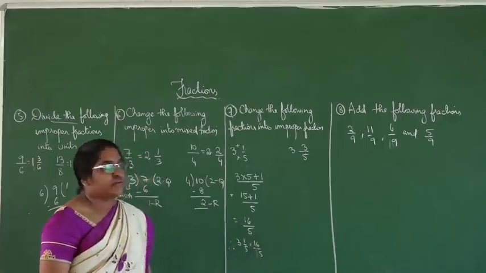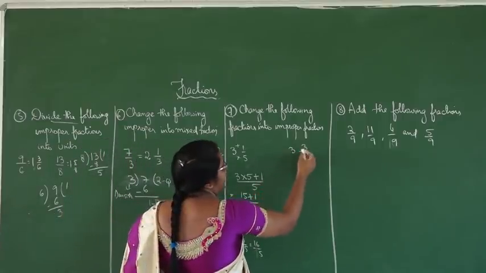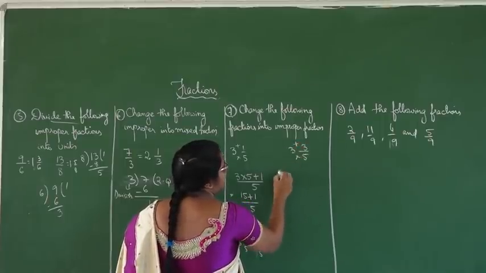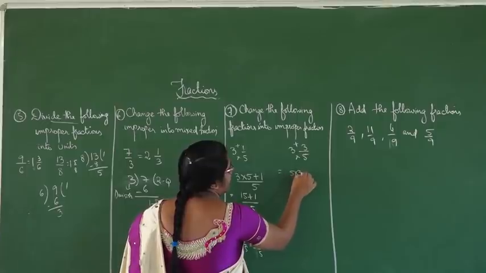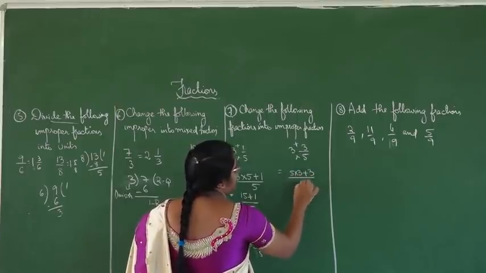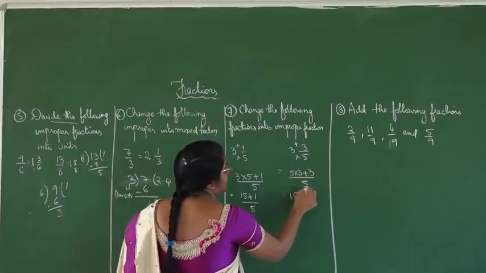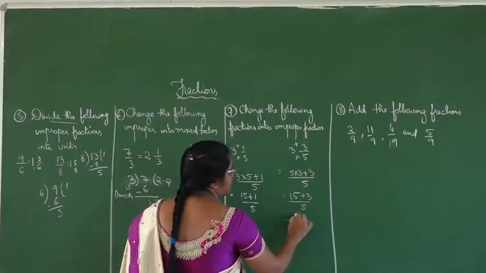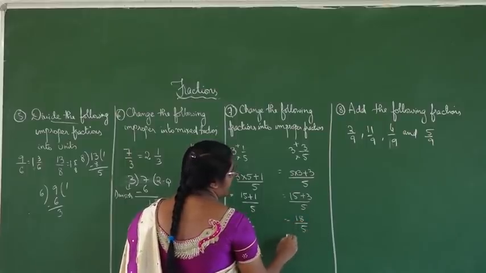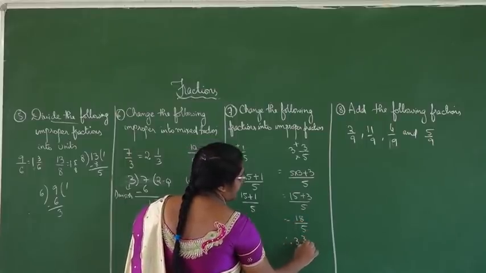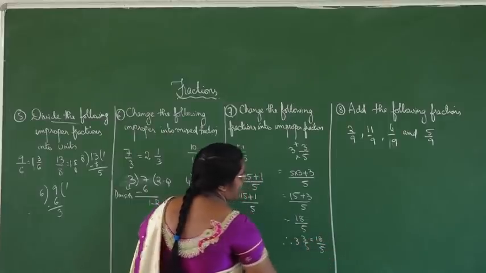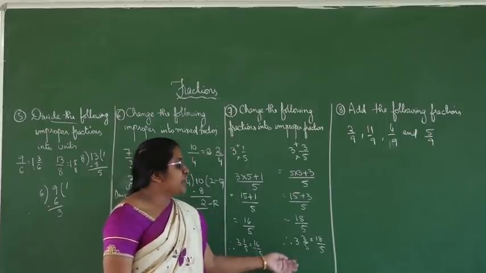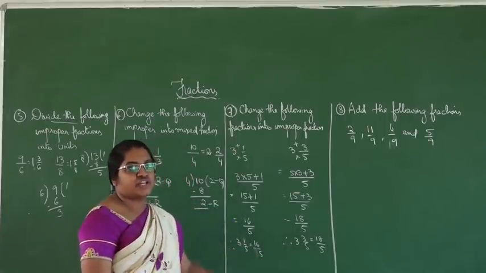Now see 3 3 by 5. Here also you have to multiply these two and add this. That is 5 into 3 plus 3 by 5. 5 3s are 15 plus 3 is 18 by 5. Therefore 3 3 by 5 is equal to 18 by 5. That means a mixed fraction can be converted into an improper fraction.